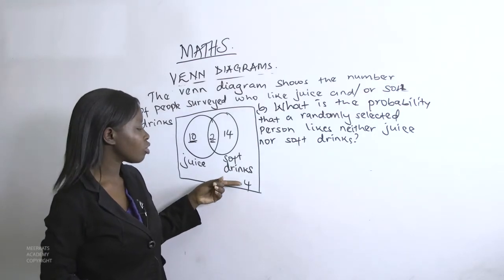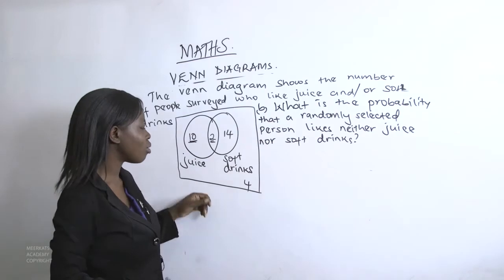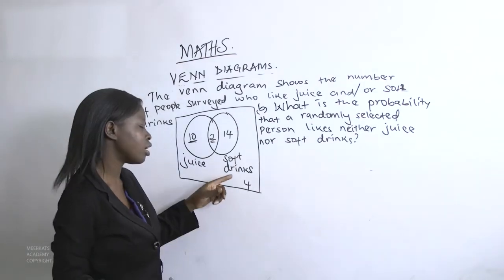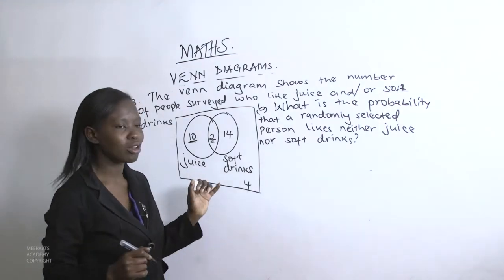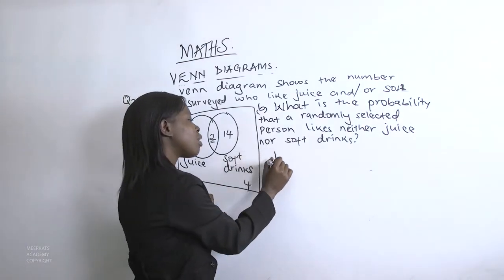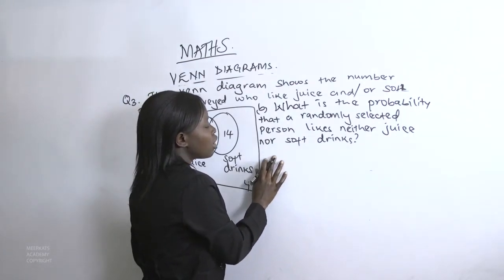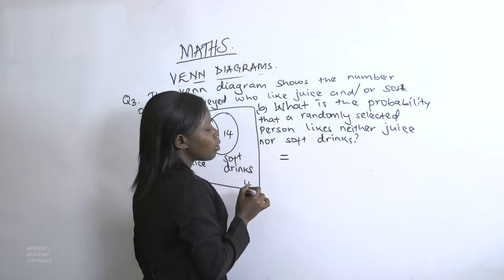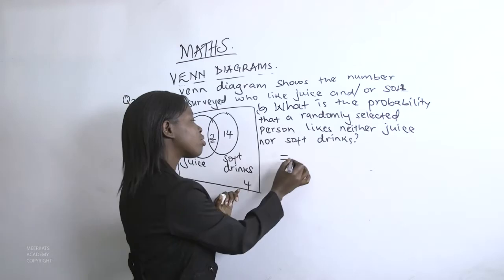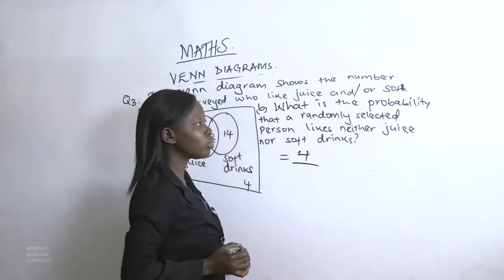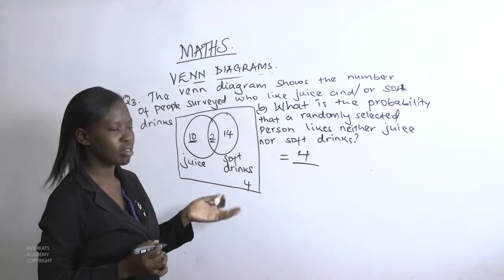So it means the total number of people out of this survey who do not like juice and at the same time do not like the soft drinks are 4. So the probability that a person selected from this group that was surveyed will be that person who does not like any of the drinks, we find, will be obtained by the number of favorable outcomes, which are 4, divided by the total number of outcomes in that given event.